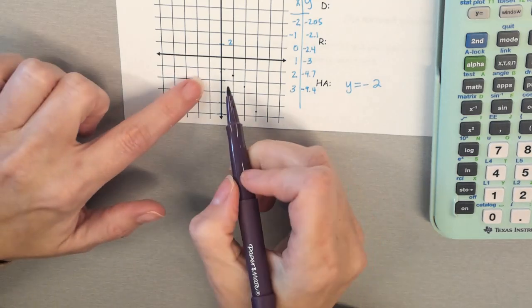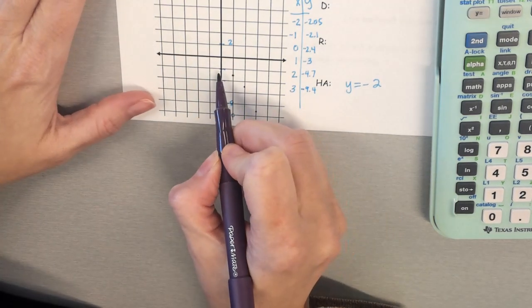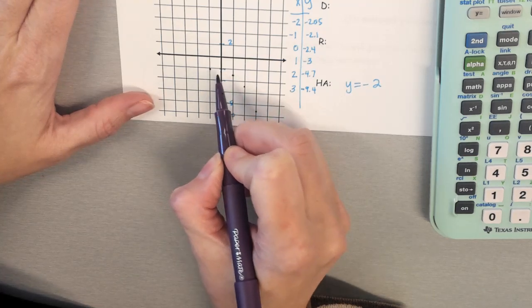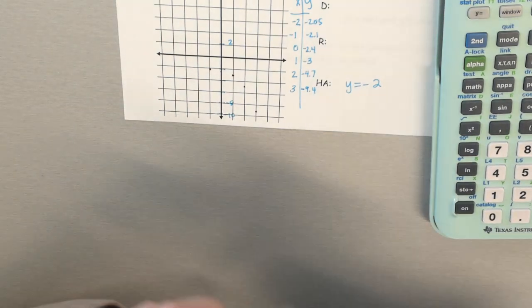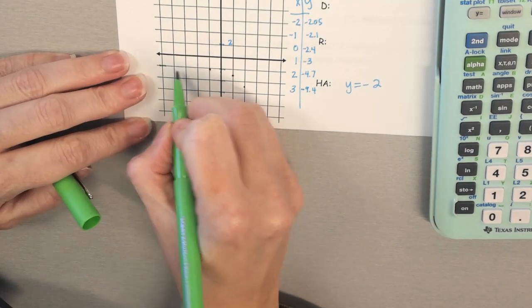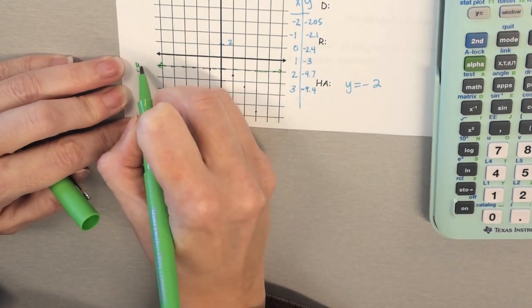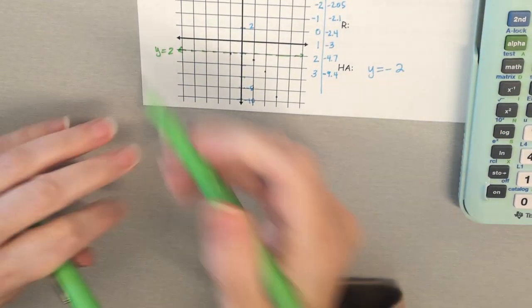And then as I get closer, I'm going to get closer and closer to negative 2, so negative 2.1. I like to put in my horizontal asymptote so I know where it is, and I'm going to label it y equals negative 2.